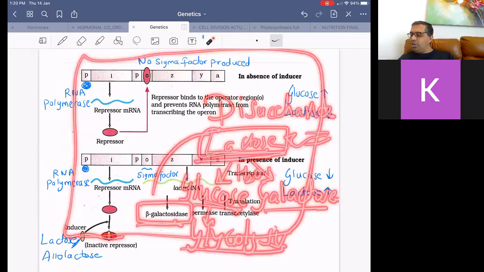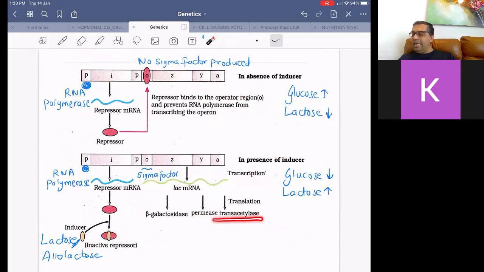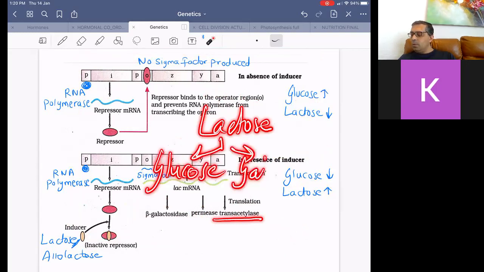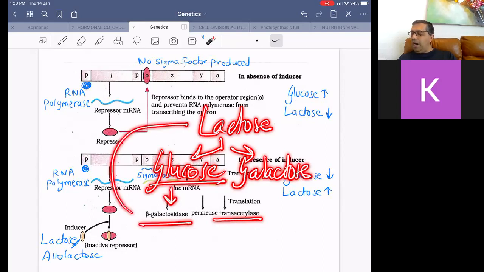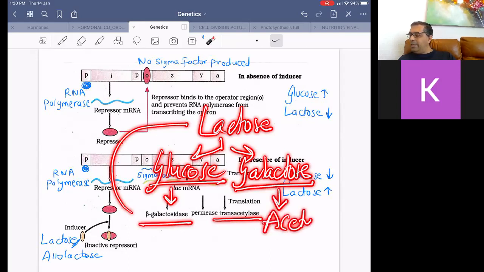And then we have transacetylase. Now, lactose becomes glucose and galactose, of which glucose can undergo glycolysis, done with the help of beta galactosidase. But galactose cannot undergo glycolysis. So galactose breaks down to form acetyl coenzyme A.